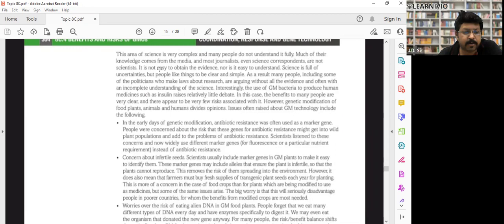This area of science is very complex, and many people do not understand it fully. Much of their knowledge comes from the media, and most of the journalists, even the science correspondents, are not scientists. It is not easy to obtain the evidence, nor is it easy to understand. Science is full of uncertainties, but people like things to be clear and simple. As a result, many people, including some of the politicians who make laws about the research, are going without all the evidence, often with an incomplete understanding of the science.